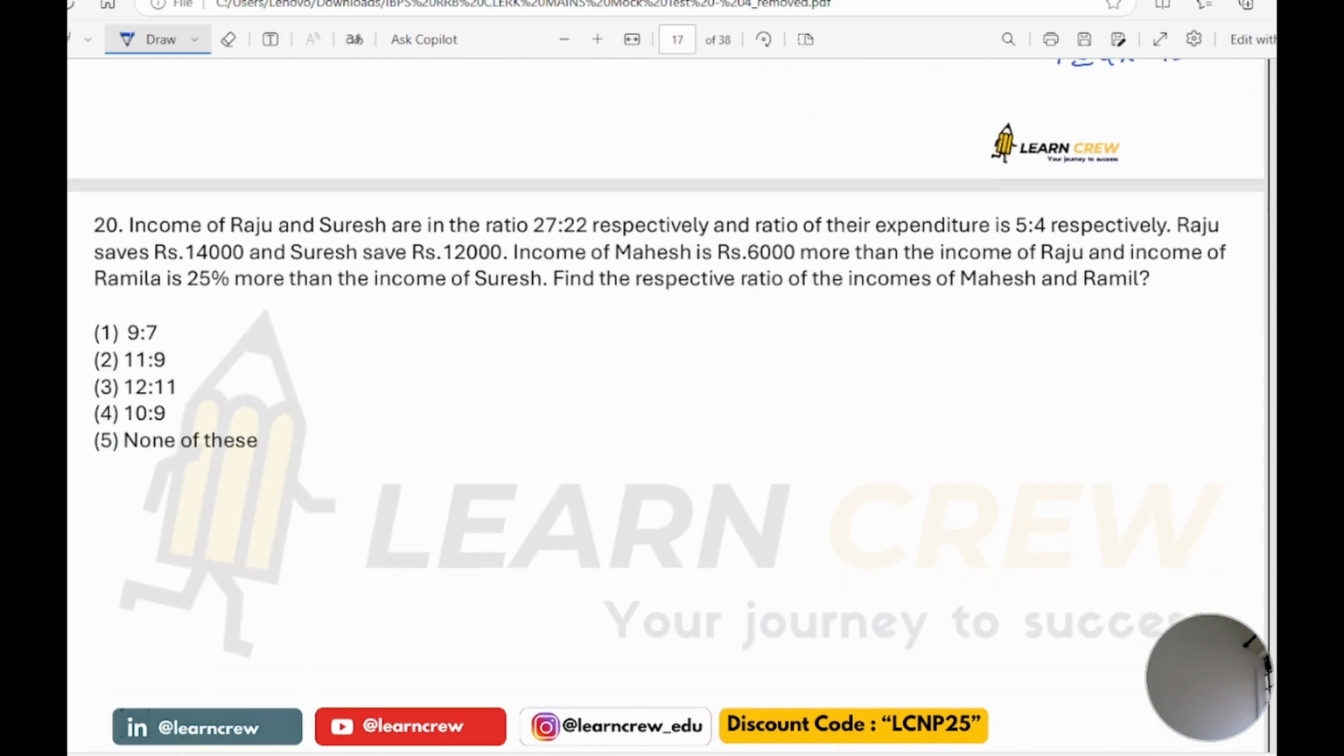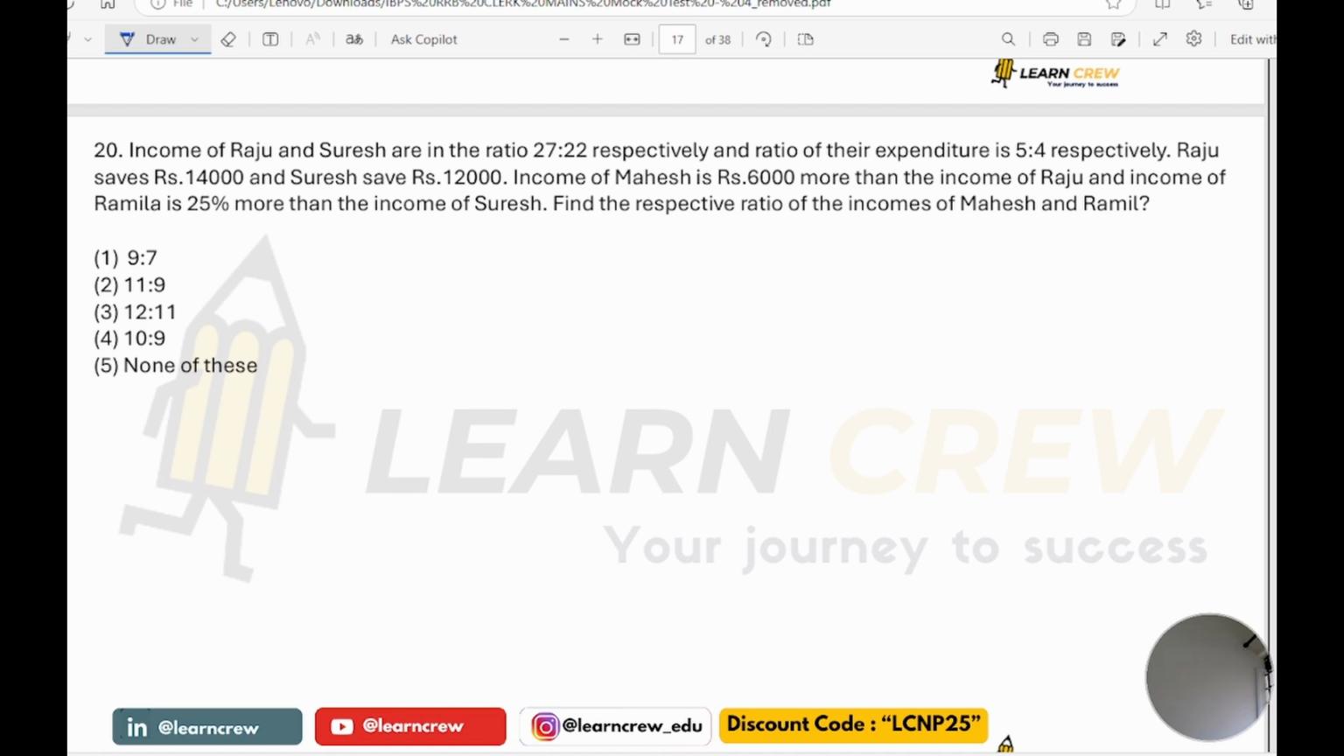The incomes of Raju and Suresh are in the ratio 27:22, and the ratio of their expenses is 5:4. Raju saved 14,000 rupees and Suresh saved 12,000 rupees. Income of Mahesh is 6,000 rupees more than income of Raju. Income of Ramila is 20% more than income of Suresh. Find the respective ratio of the incomes of Mahesh and Ramila.